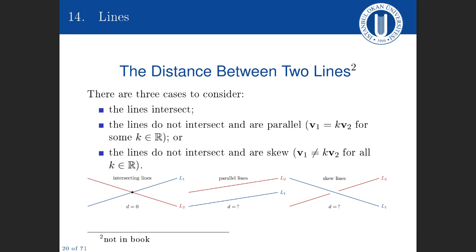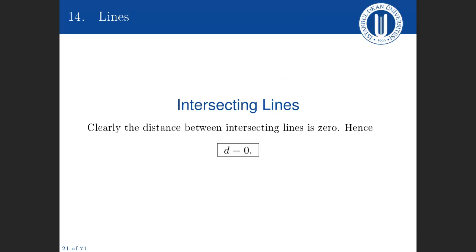Or the third case is that we have lines which do not intersect and are skew. In other words, v1 is not equal to some number multiplied by v2. We'll talk about these three cases separately. The first one, the easiest one, clearly the distance between intersecting lines is 0. So that's easy. Let's move on to the next one.